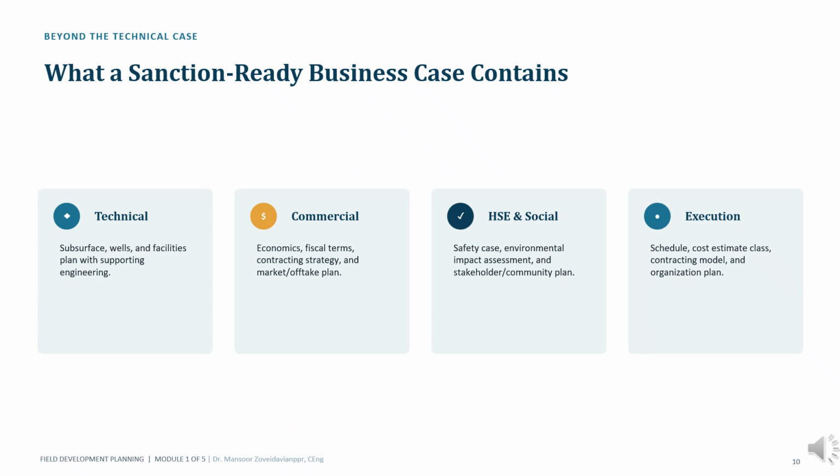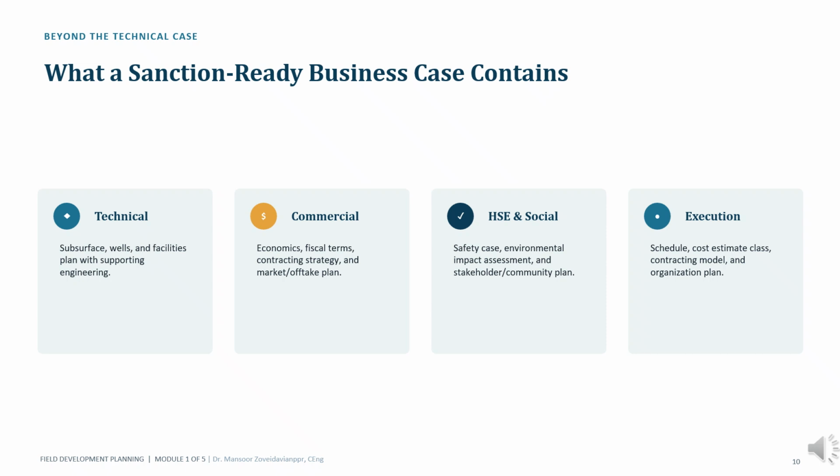Even a technically successful project must demonstrate economic viability, appropriate fiscal terms, contracting strategies, and a viable route to market. The third is the HSC and social case. The project must demonstrate that safety risks have been addressed, environmental impacts have been assessed, and stakeholder expectations have been considered. The fourth is the execution case. Management needs confidence that the project can actually be delivered. This includes schedules, cost estimates, contracting approaches, and organizational readiness.